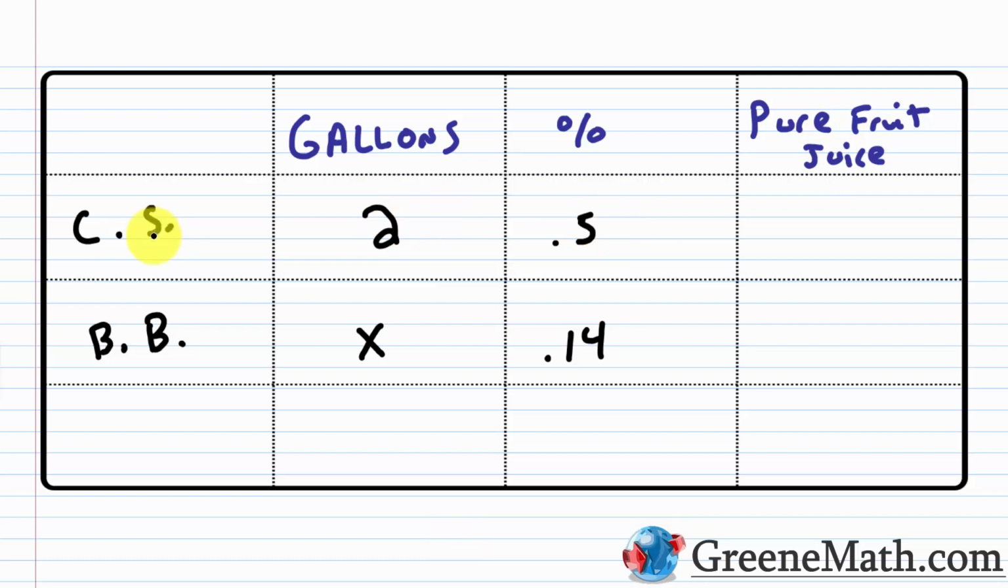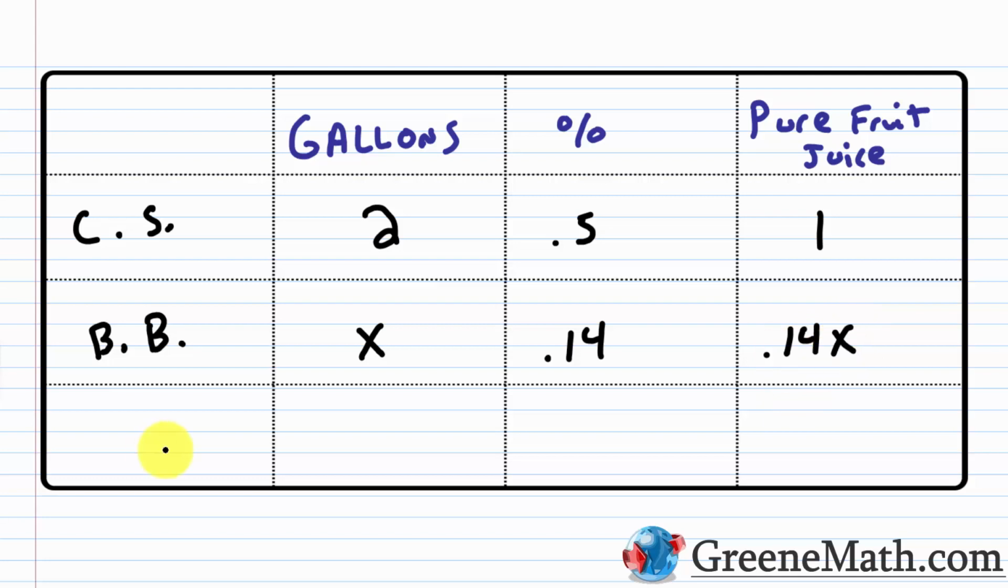So for cherry smash, if I have 2 gallons of my fruit punch and it's 50% pure fruit juice, the amount of pure fruit juice in gallons there is going to be 2 times 0.5 or 1. Then for the bubble berry, I just got to multiply across again. So I have X gallons, it's 0.14 or 14% pure fruit juice. So the amount of pure fruit juice there is 0.14 times X. And again, this is in gallons.